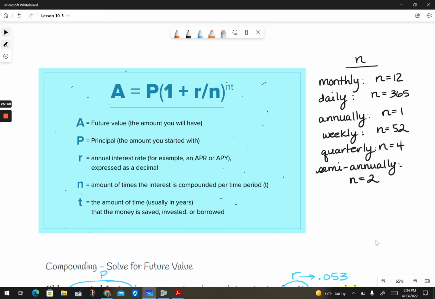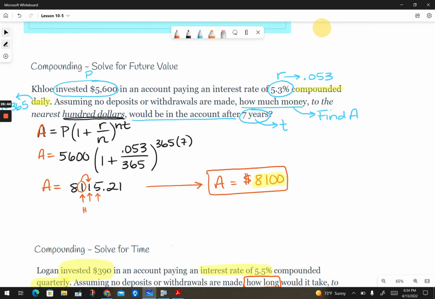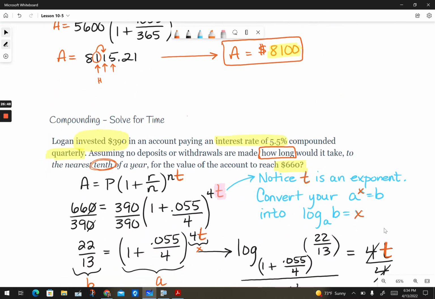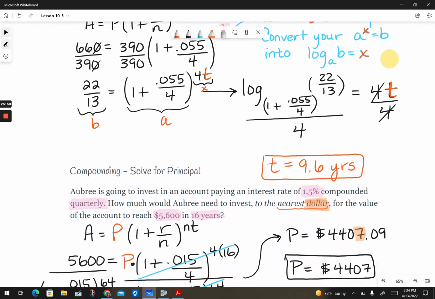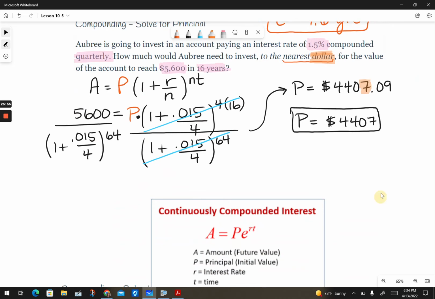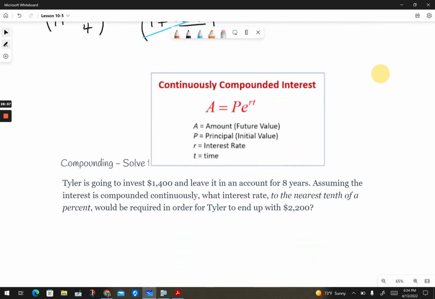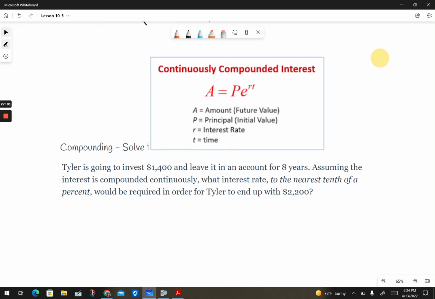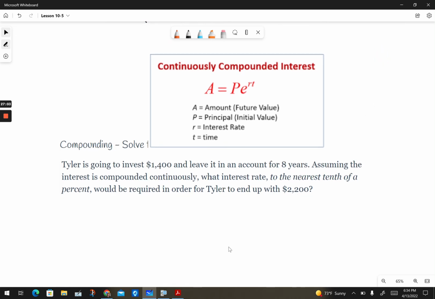Notice though that your A and your P and your R and your T all have the same meaning, okay? They have the same meaning. So let us look at an example. This is our last example of how compounded continuously works. And you will notice that the application is pretty much the same.